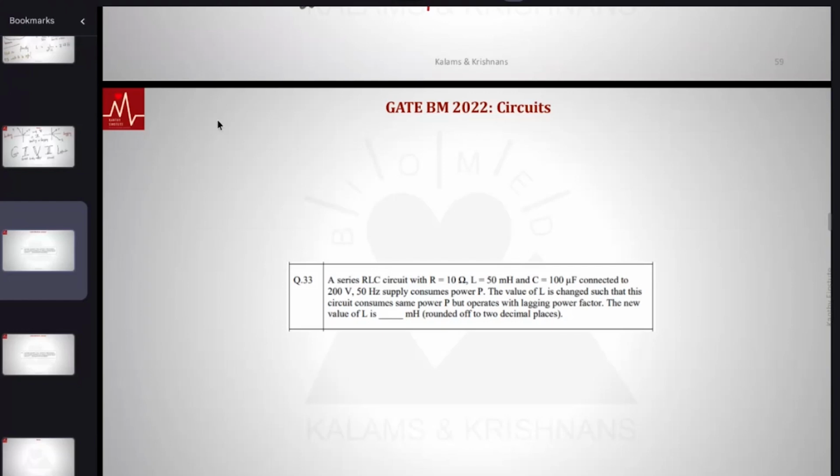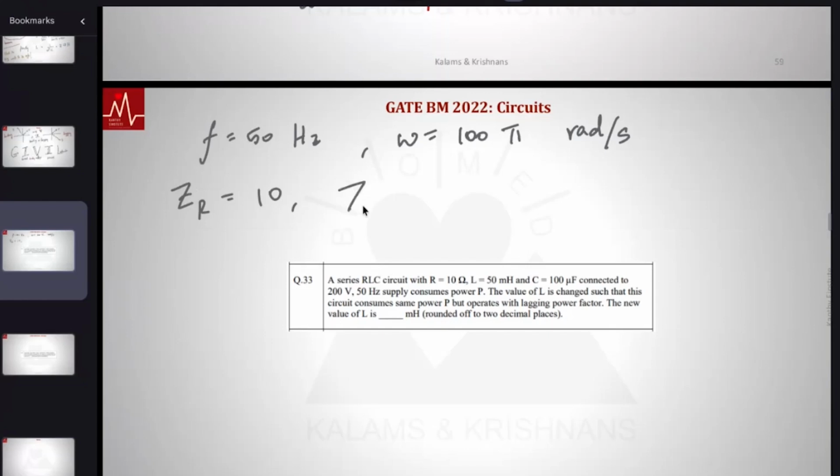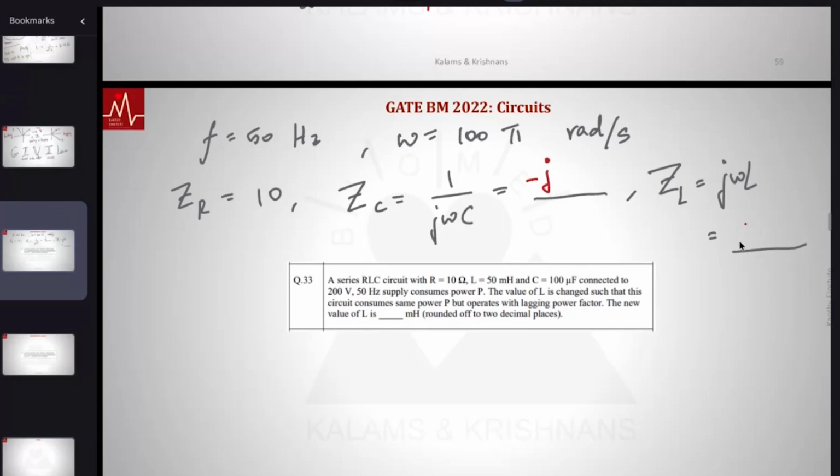Let's calculate. Right now we know all the values. Your f is 50 Hertz, so your omega is 100 pi rad per second. ZR is 10. ZC is 1 by j omega C, and ZL is j omega L. Can we calculate the numbers? Magnitudes will be in ohms. I suppose ZC is going to be minus j into some number, and ZL is going to be j into some number.